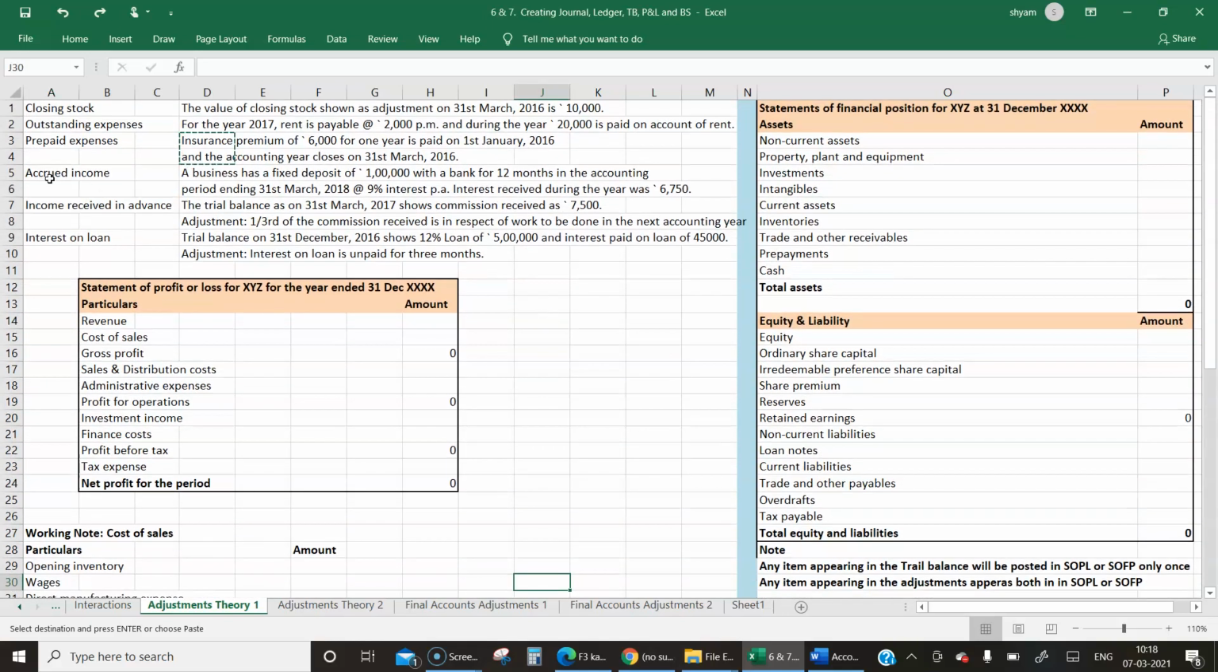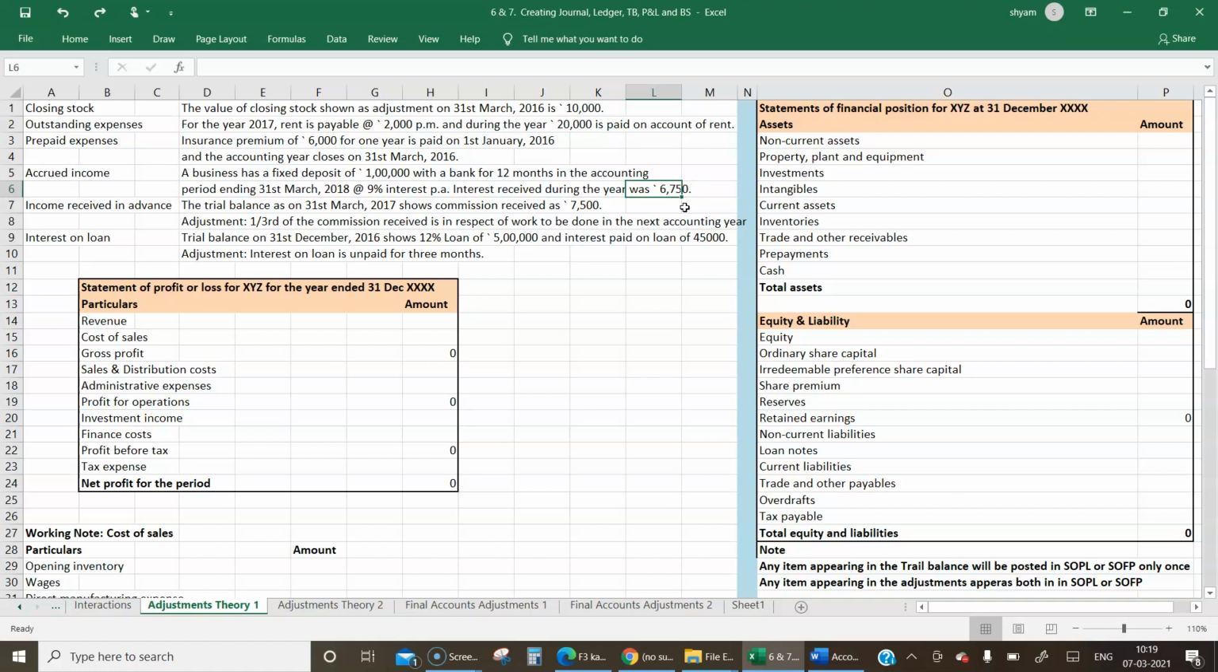So we'll now move on to the third item. The third item is called accrued income. That is, income has occurred, but you have not received that income. Here they say that a business has a fixed deposit of 1 lakh with a bank for 12 months in the accounting period ending 31st March 2018 at 9% per annum. Interest received during the year was 6,750. So the 6,750 is the total income of the investment.